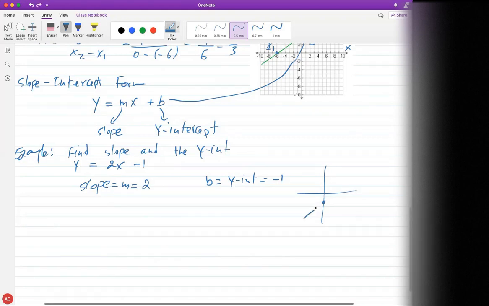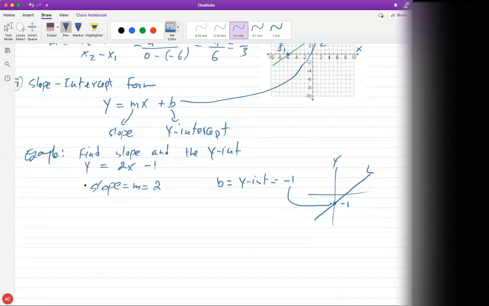So the line is probably something like this. So this is the y-intercept. It's right here at -1. The line you're working with and the y-axis, that's why it's called y-intercept. It's where the line and the y-axis meet, that's where that point is. And you can easily, like I said, read that from an equation when it's given to you.